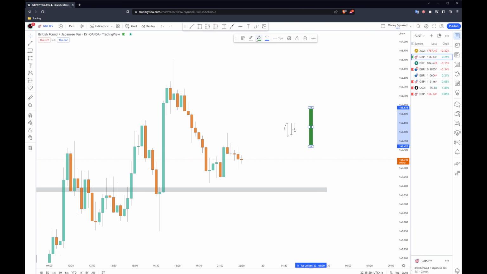Let's say bullish. And then you just made it like this. So you have this candle, but then the first three candles can be like this, for example, and then the last candle can be like this.